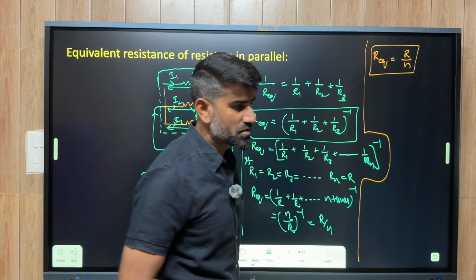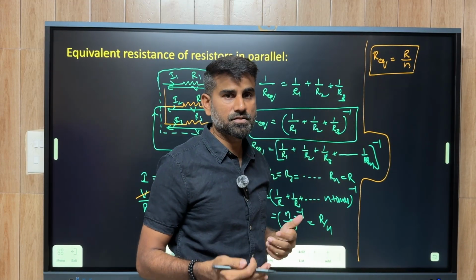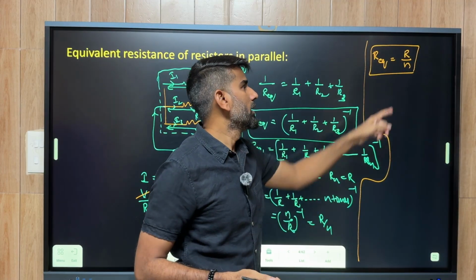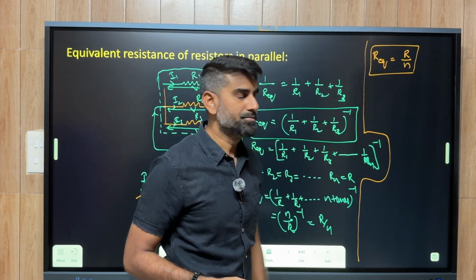In the case of series combination, we obtained the equivalent resistance for resistors of the same resistance connected in series, that is n into R. In case of parallel, it is R by n.